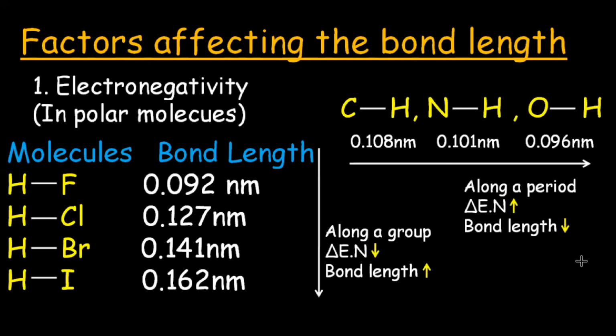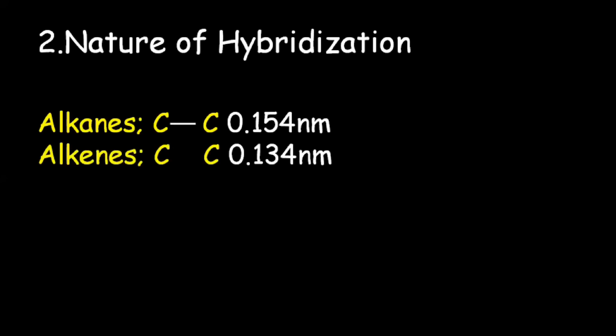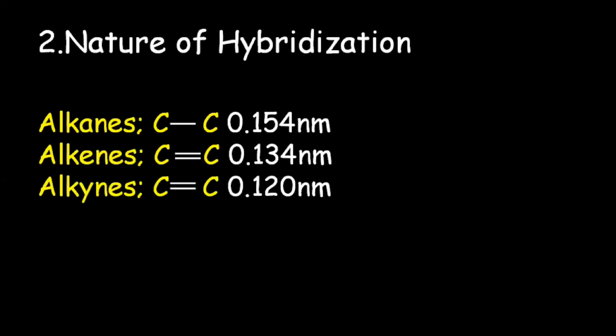The second factor that affects the bond length is the nature of hybridization. Let's compare the bonding of certain functional groups. In the case of alkanes, the bond length is 0.154 nanometer between two carbon atoms bonded with a single bond. In the case of alkenes, the bond length is 0.134 nanometer. For acetylenic carbons, it is 0.120 nanometer.